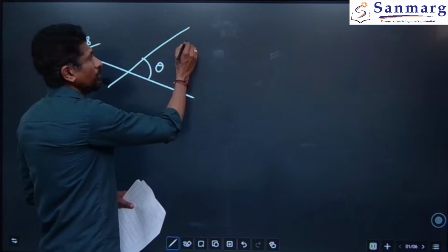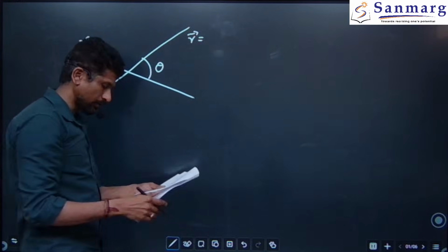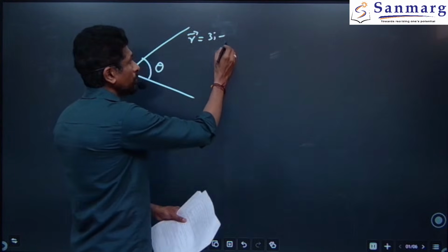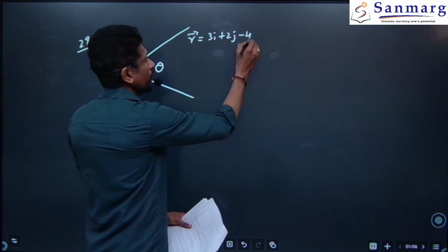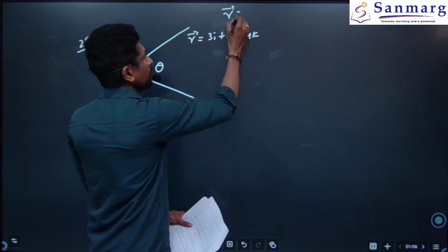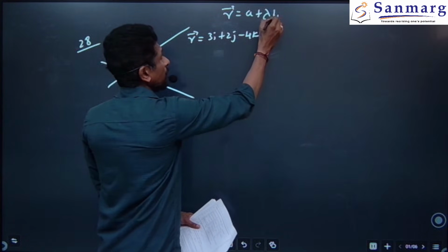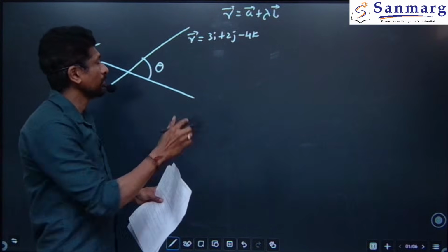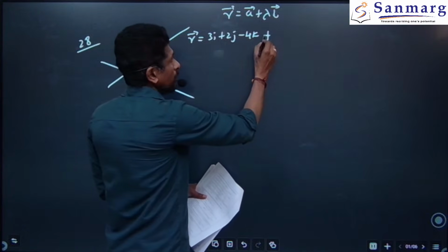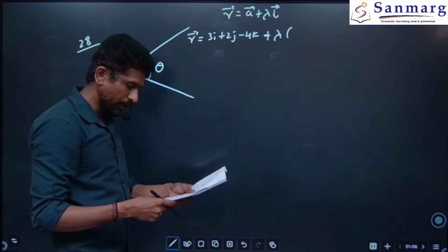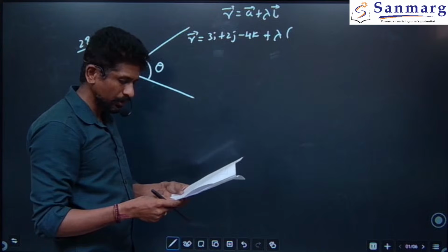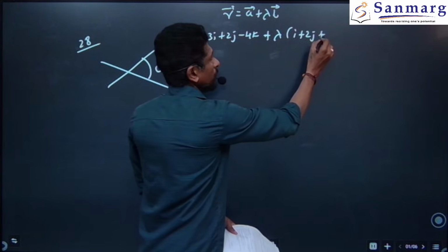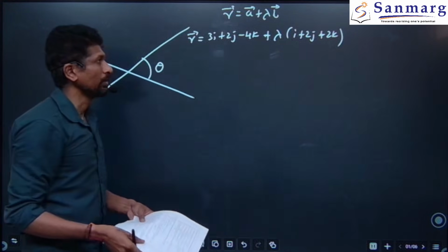The first line is in the vector form, that is 3i plus 2j minus 4k. As you know, the vector form of the equation of a line is r equals a plus lambda b. Now the second part is lambda into the bracket of another b vector, that is i, 2j and plus 2k. This is the equation of line 1.